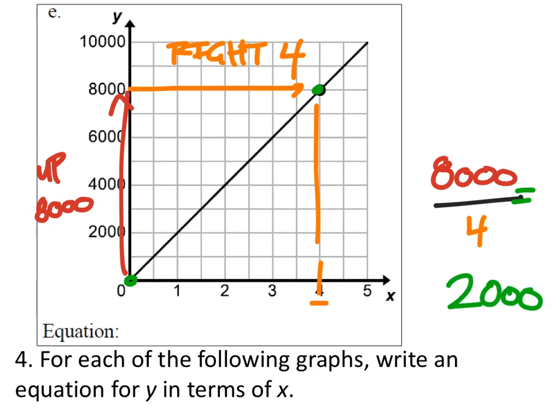Well, what does this mean for the equation? Well, it means the equation is still going to be this y equals mx business, but now we know the m, it's that 2,000. That's the rate of change. It's 2,000 y values to every 1 x value. So we'll put that in there then. And there we go. That's the equation.